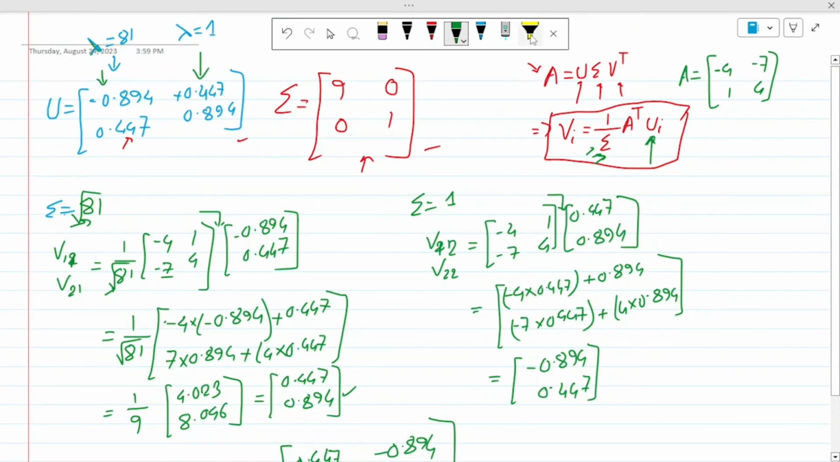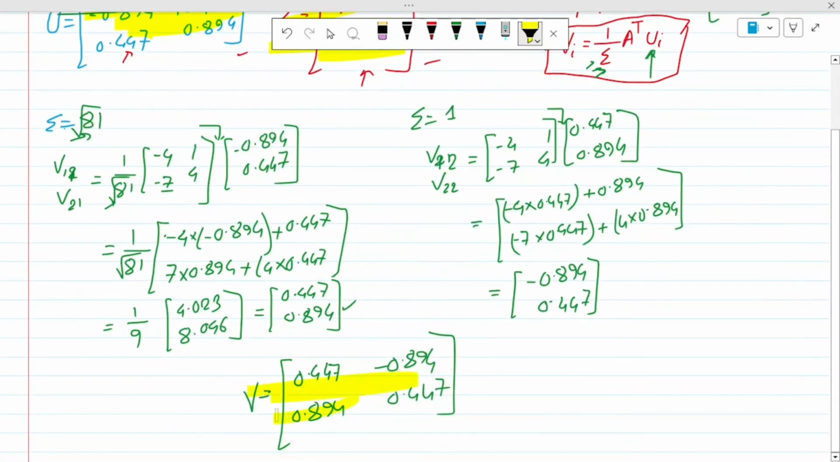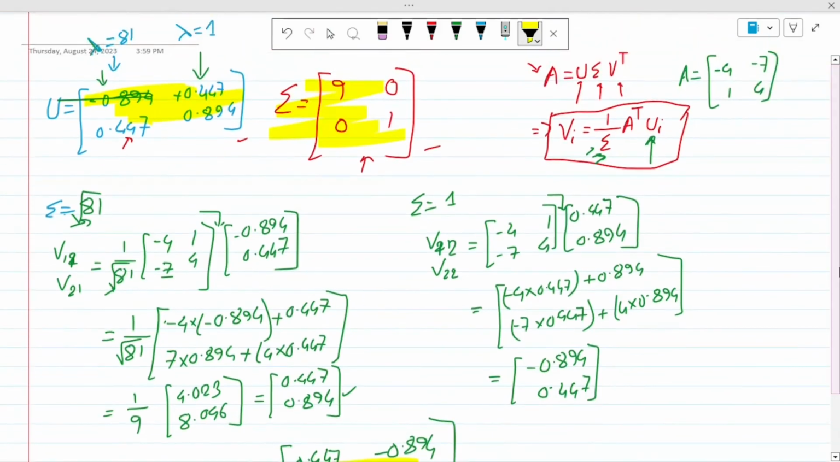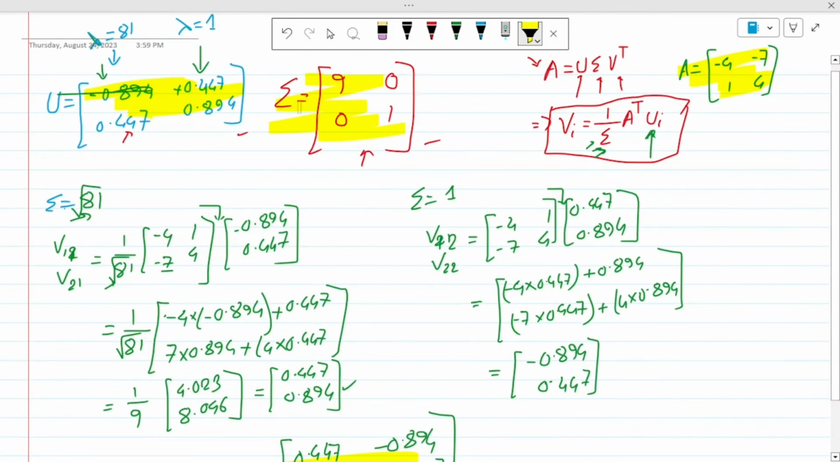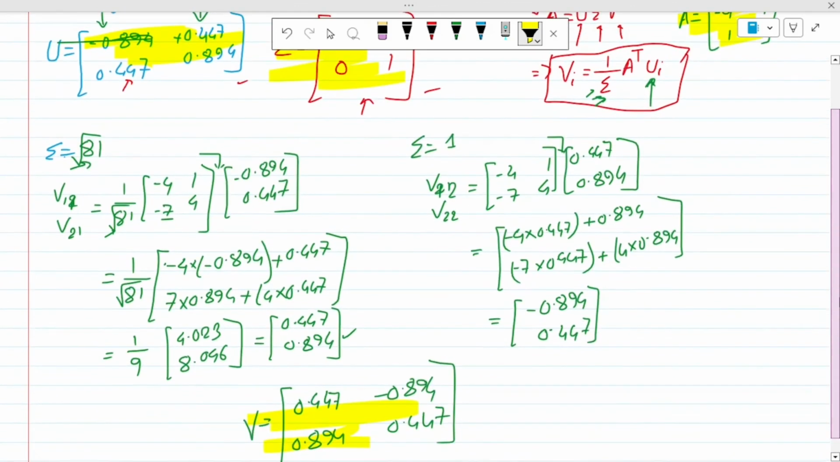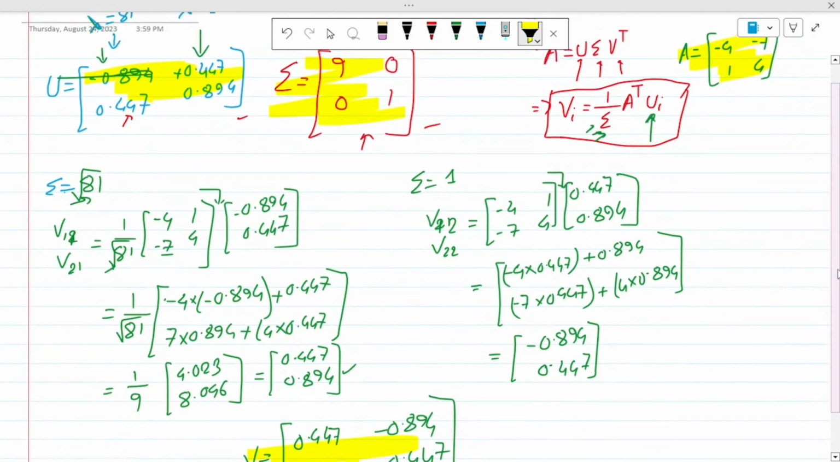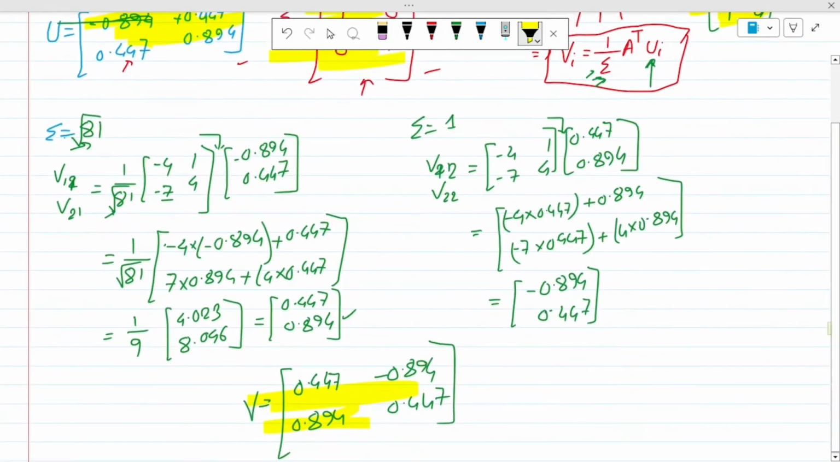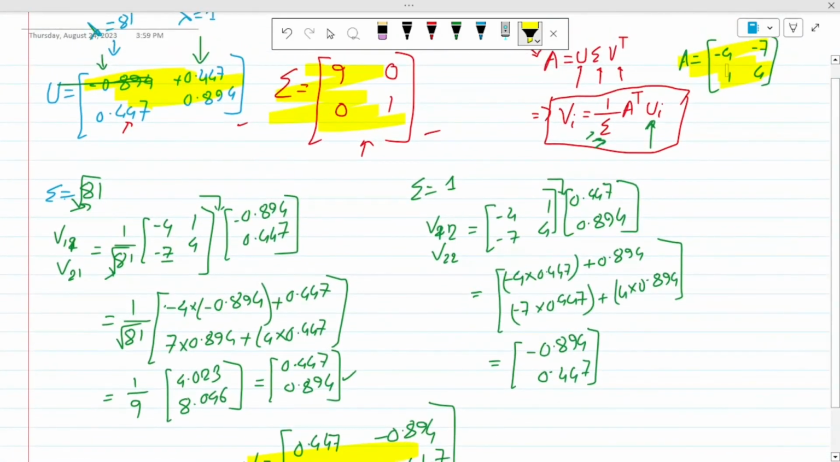So this is our U matrix. If you recall, this was our U matrix, and this is our sigma matrix, and just now we got the V matrix. So this is how we do the singular value decomposition. Our original A matrix we divided into these three matrices: U, sigma, and at the end V. So now if you multiply U, sigma, and V, you should get the original matrix A. So this is called singular value decomposition.